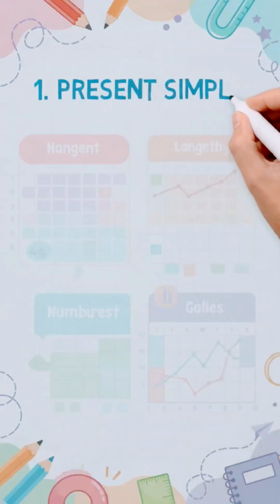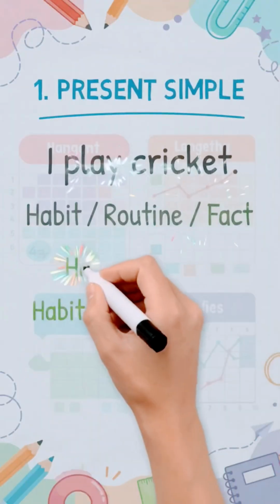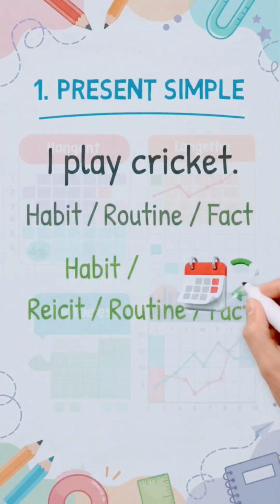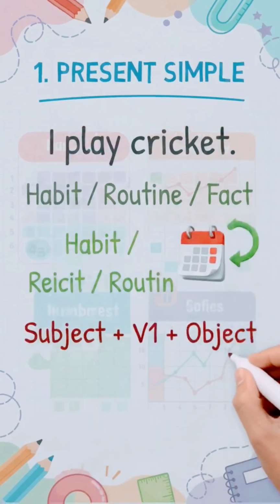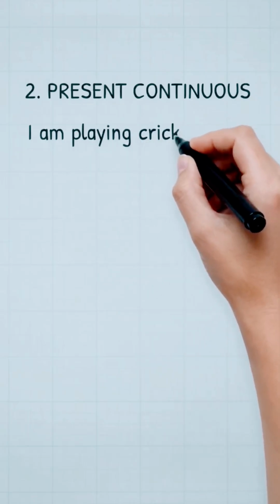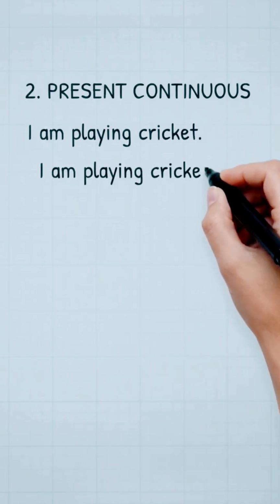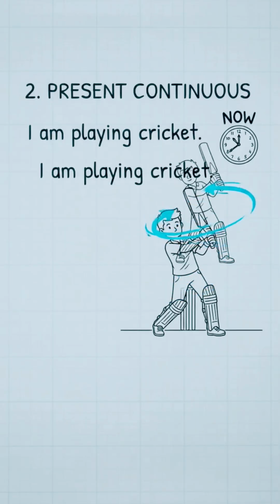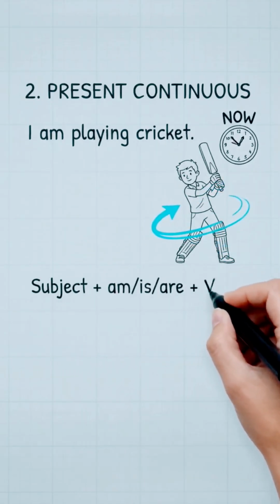Let's learn the present simple. For example, I play cricket. It's for habits, routines, or facts. Use subject plus V1 plus object. But remember, he plays and she goes. Continuous. Subject plus am, is, are, plus verb-ing.